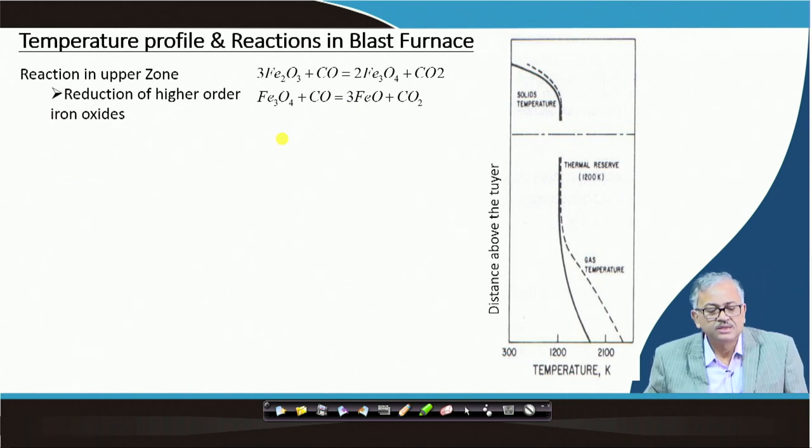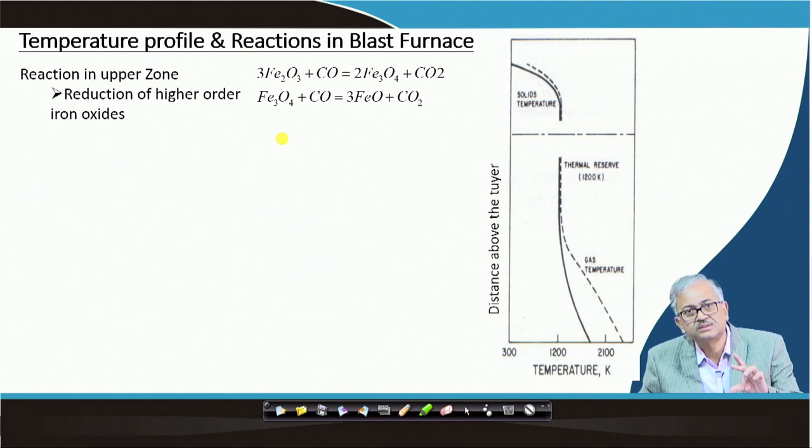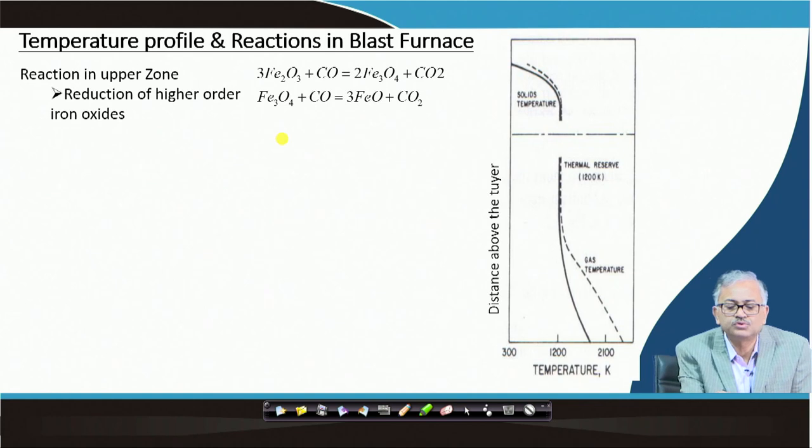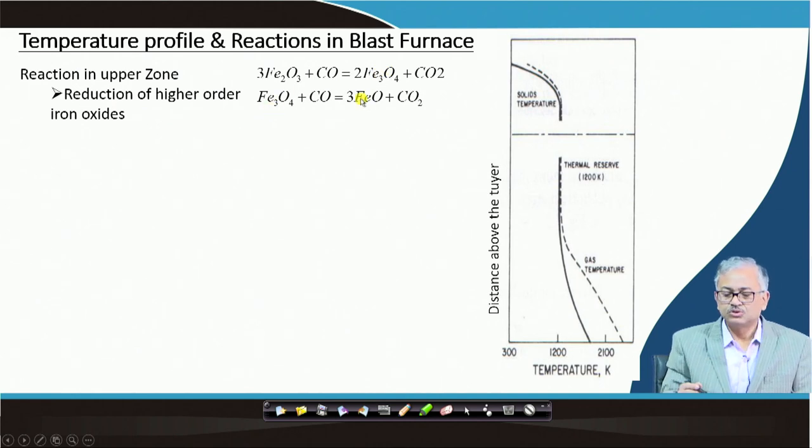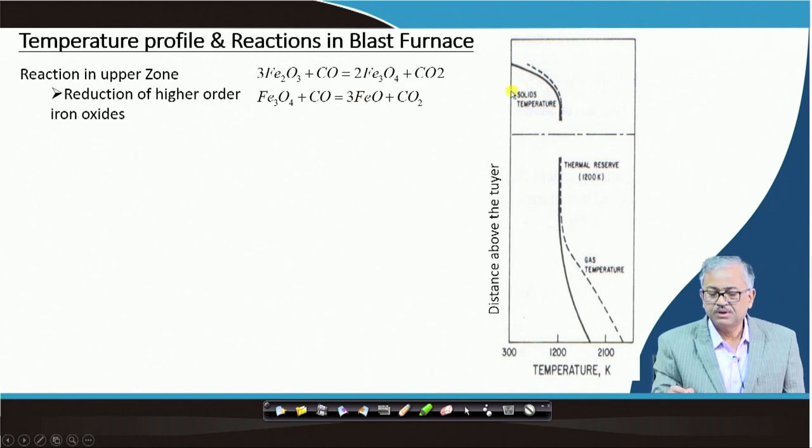We will come to that. Basically with the higher oxides, you can see these three forms. If you start with the hematite, Fe2O3 will first reduce to magnetite, Fe3O4, because it has a very high oxygen potential compared to Fe3O4. Then Fe3O4 will be reduced to FeO, and then FeO. So these two reactions take place in the upper part of the blast furnace.